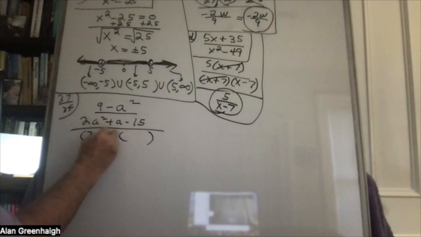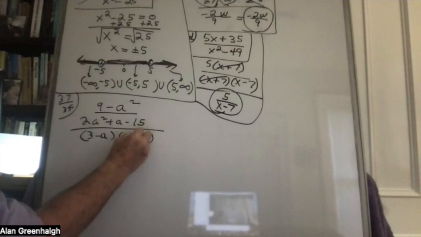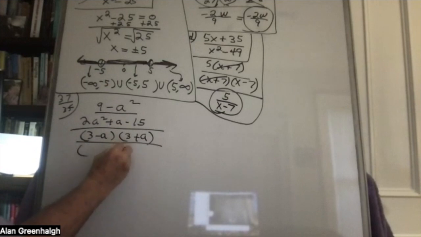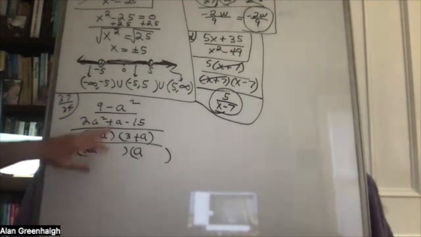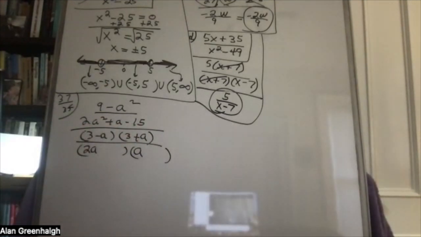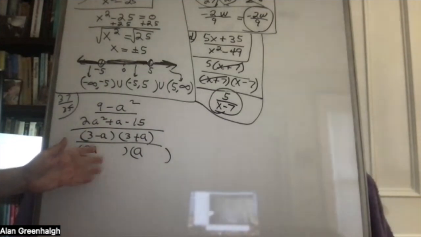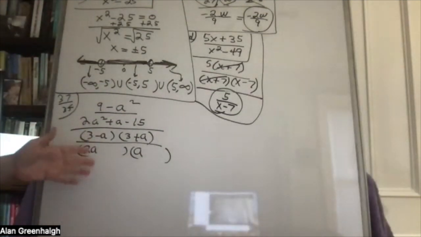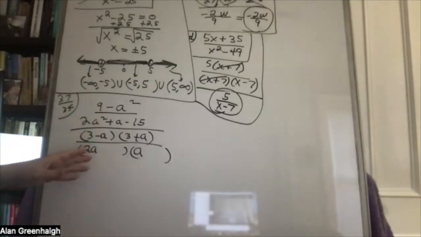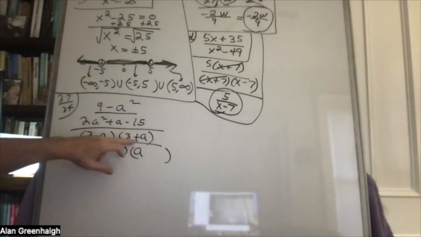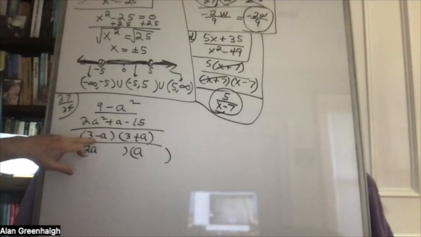3 minus a, 3 plus a, divided by... Okay, now we want to find the factors of 15. It's going to be 5 and 3, not only because it doesn't look like a 15-1 situation, but also because it's going to look like one of these things or something similar.